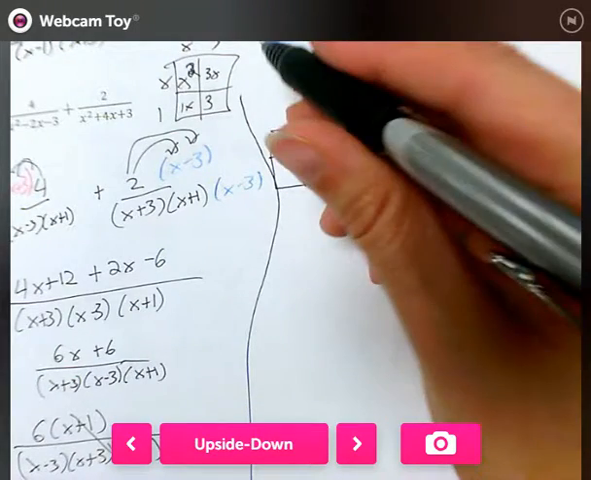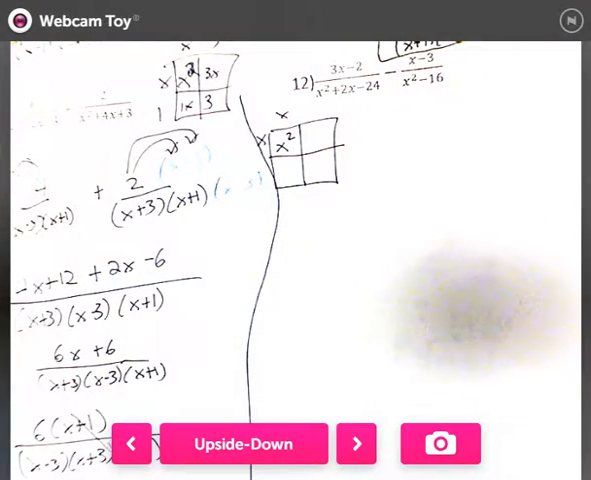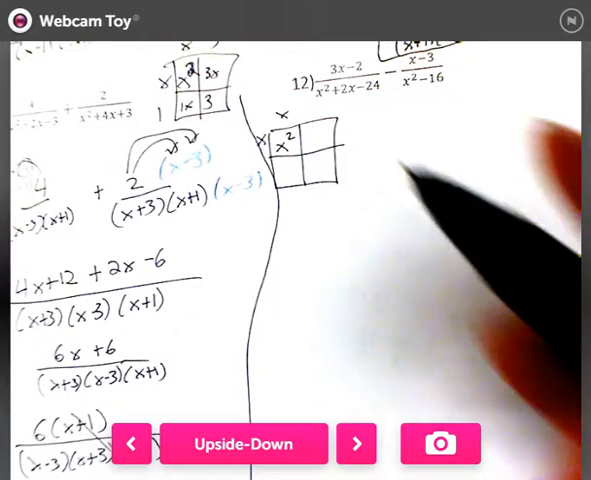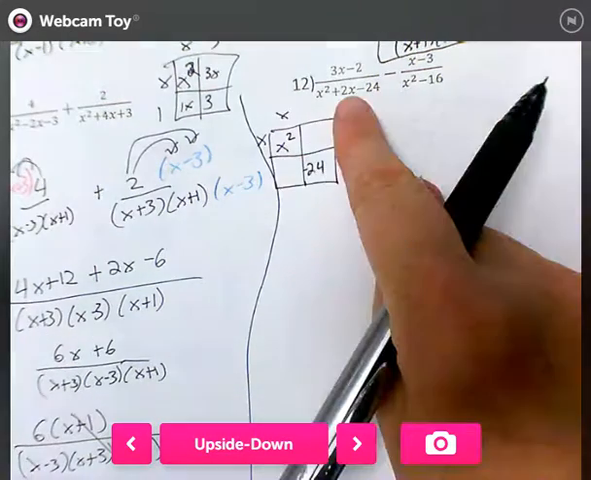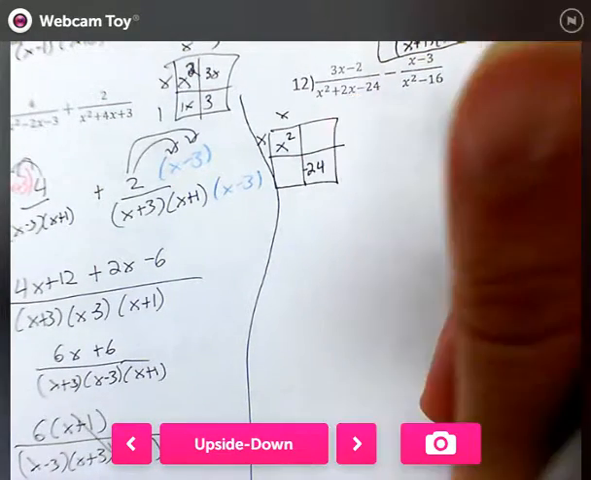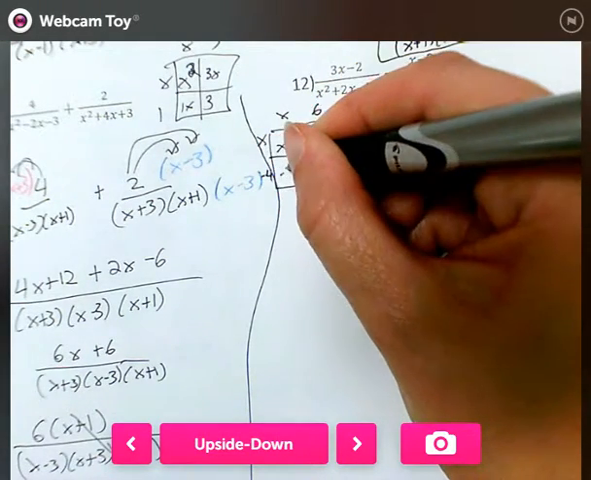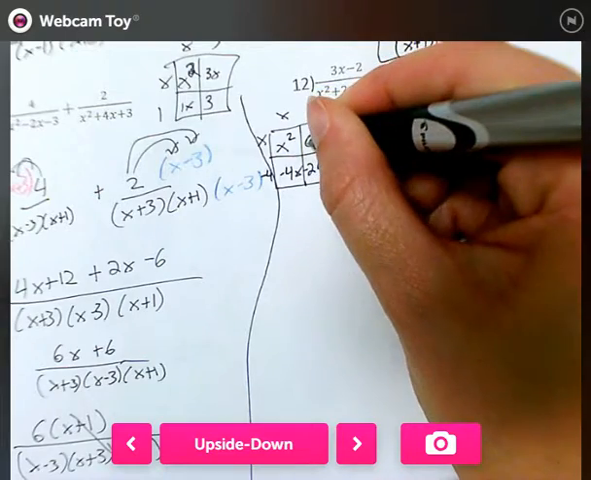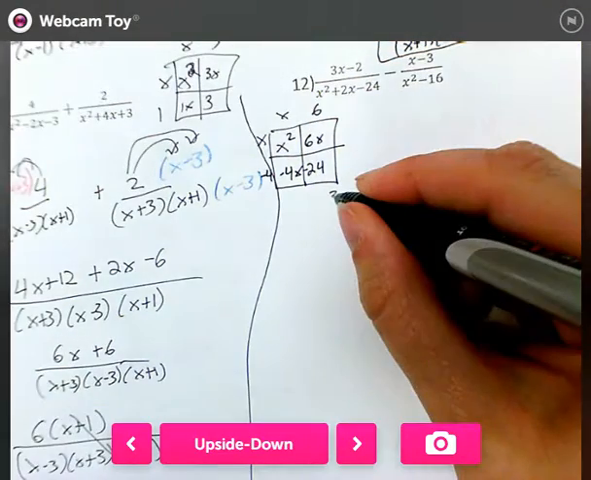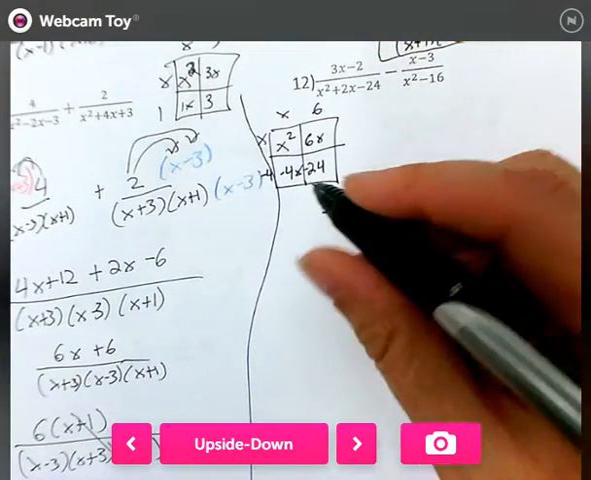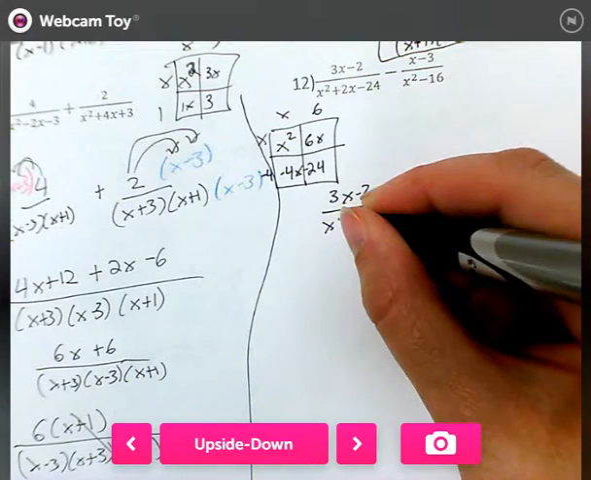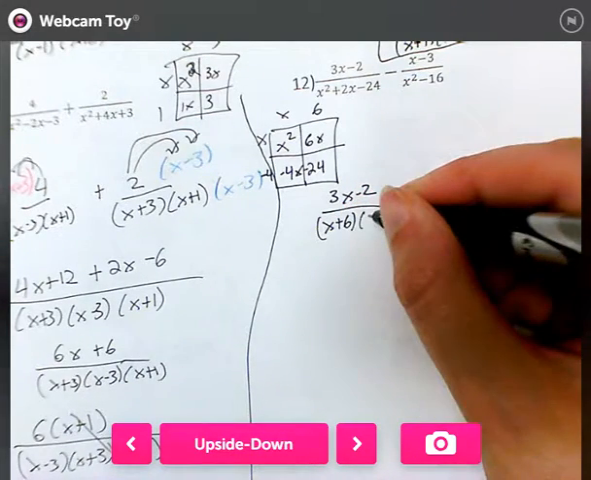So what two numbers multiply to give us negative 24 that will add together to give us positive 2? 6 and 4, right? Positive 6, negative 4. So I'm left with 3x minus 2 over x plus 6 times x minus 4.